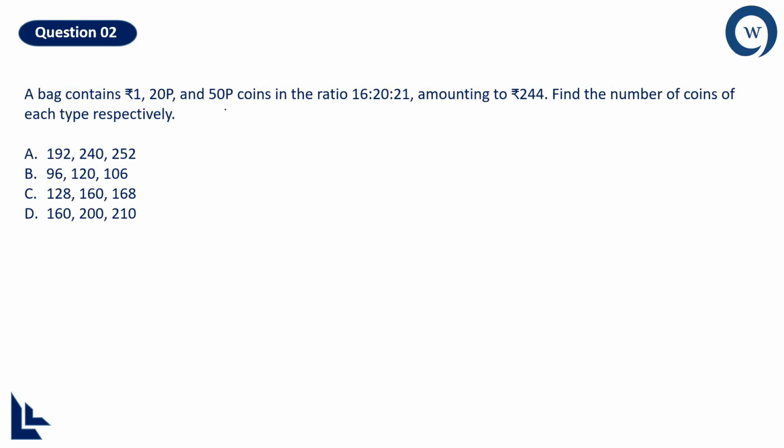Now they're saying that a bag contains 1 rupee coin, okay, and then you have 20 paisa coins and then 50 paisa coins. These are the three denominations you have, and they are in the ratio 16:20:21. Now your duty is to find out the number of coins of each type.